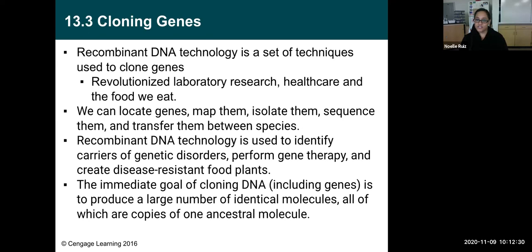Recombinant DNA technology is used to identify carriers of genetic disorders, perform gene therapy, and create disease-resistant food plants. Your assignments this week are on the disease-resistant food plants. Is that a good thing?